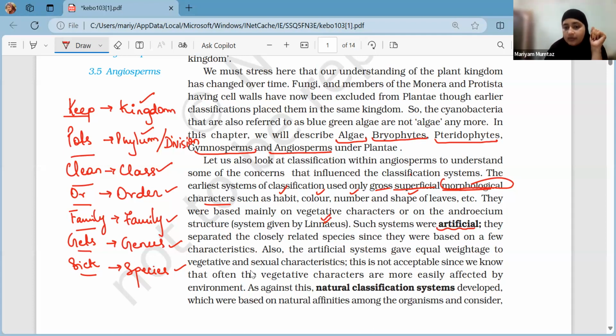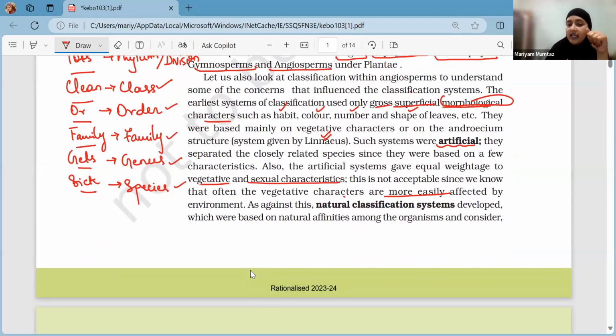Now, the artificial system gave equal weightage to vegetative and sexual characteristics. But this is not acceptable since we know that vegetative characters are more easily affected by the environment. We cannot compare them side by side. They are not the same, not at all. There are different levels. Then came another system of classification, which was the natural system of classification.